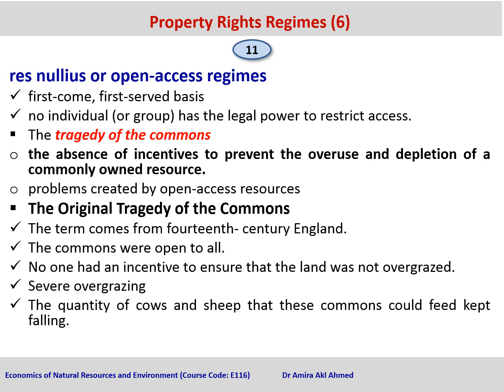Under open access property regimes, resources can be exploited on a first come, first served basis. This is because no individual or group has the legal powers to restrict access. In other words, no one owns or exercises control over the resource.